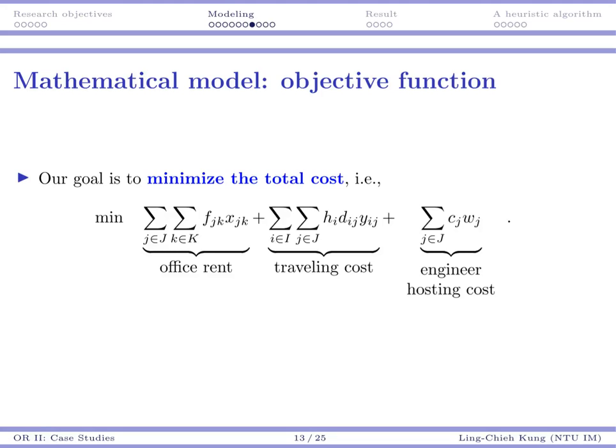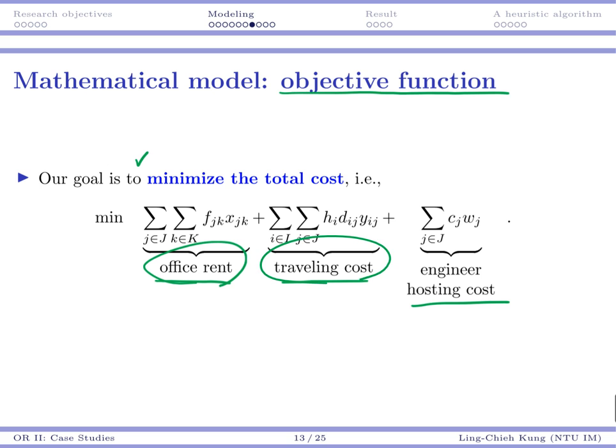Now let's use our variables and parameters to precisely formulate our objective function. So our objective is to minimize the total cost, which is the sum of three things: office rent, traveling cost, and engineer hosting costs. So let's take a look at each of them.